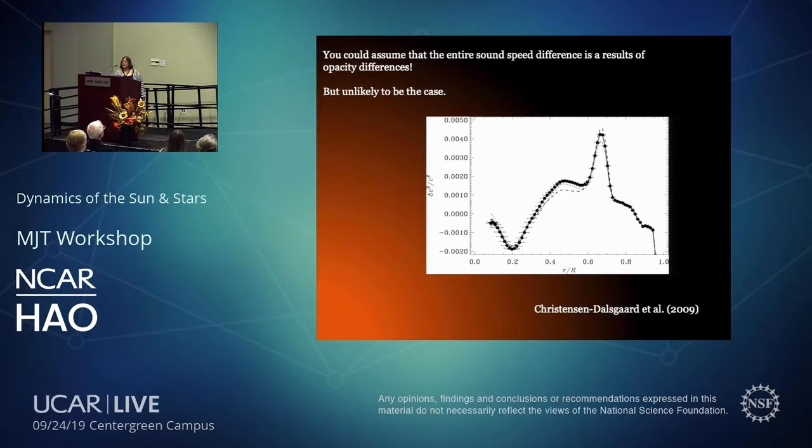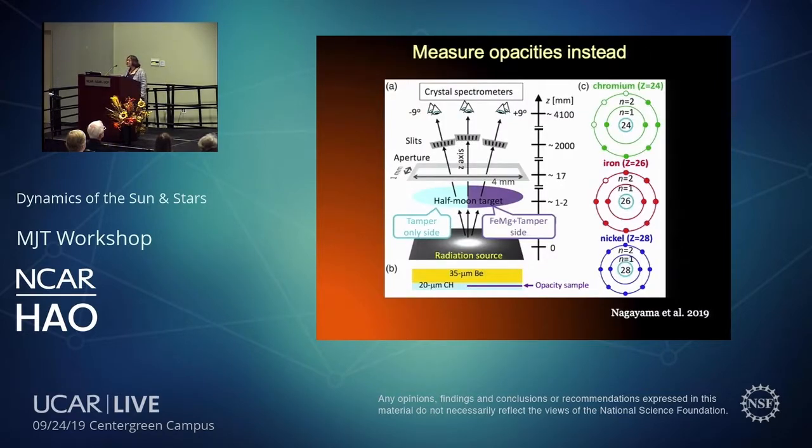Of course, you could take the extreme view and say, what if we assume that the entire sound speed difference is because of opacities? And you can do that and find the difference in opacity. And Jan can correct me, but you got about a 30% number. Yeah, a bit more than 30% change in opacities. So how do we know the opacities are correct? People are trying to measure them.